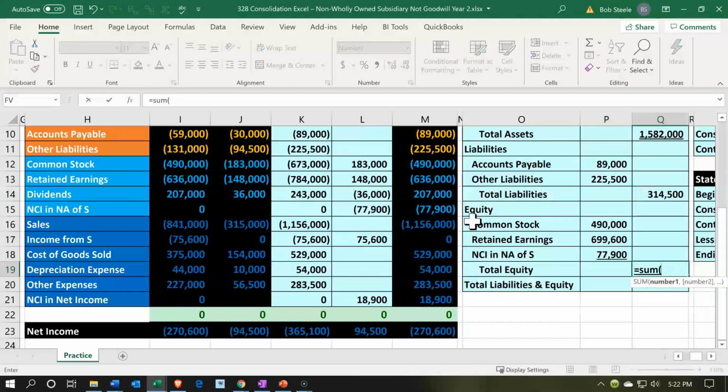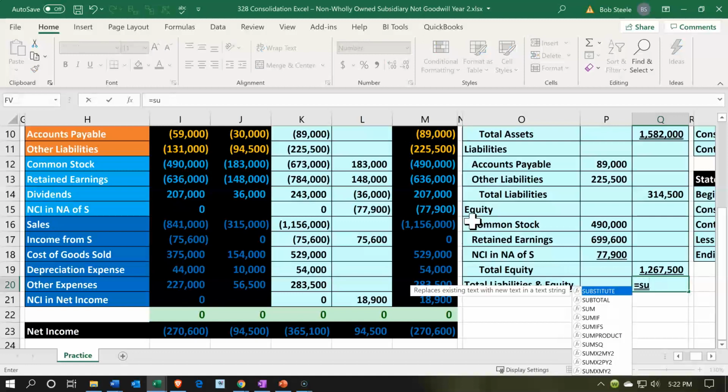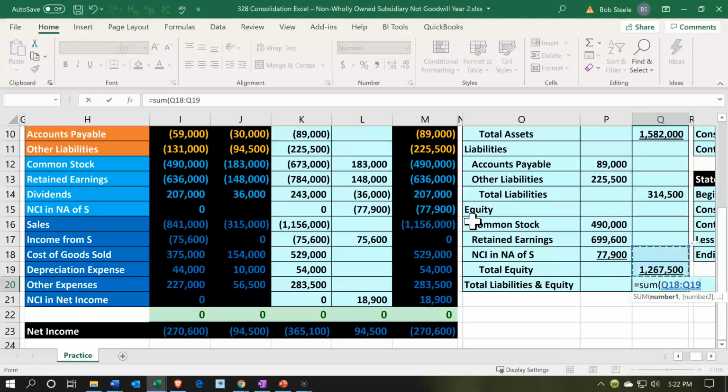Let's see if this works. Let's see if we're in balance here. If I mess something else up, which is quite possible. But that's why we have the double entry accounting system. It helps me find when I mess things up and then fix them, hopefully. Sum, and I'm just picking up the equity and the liabilities up top.